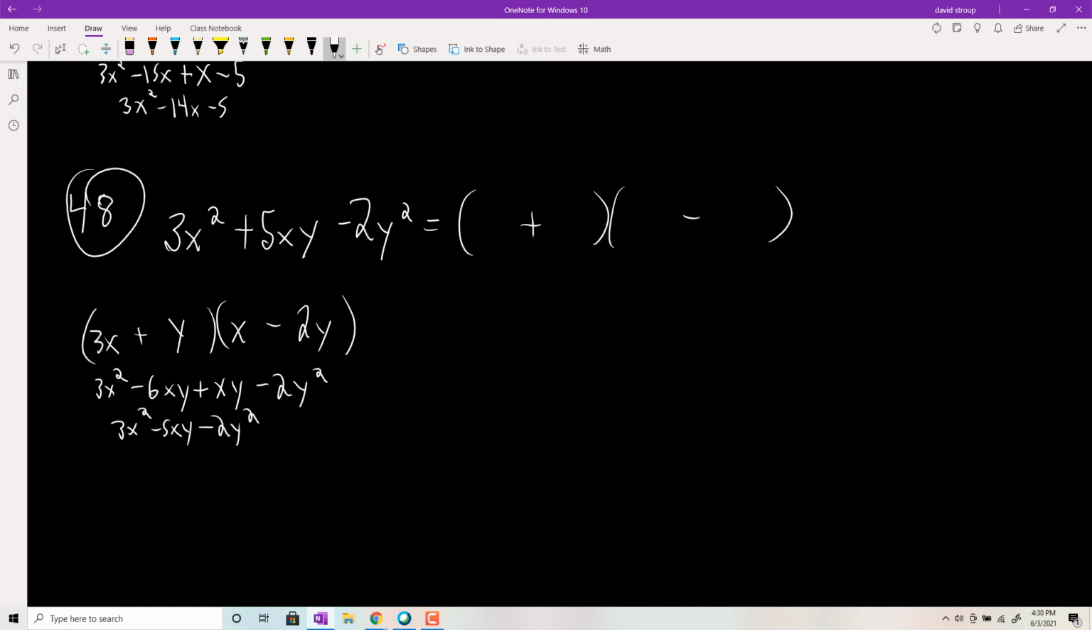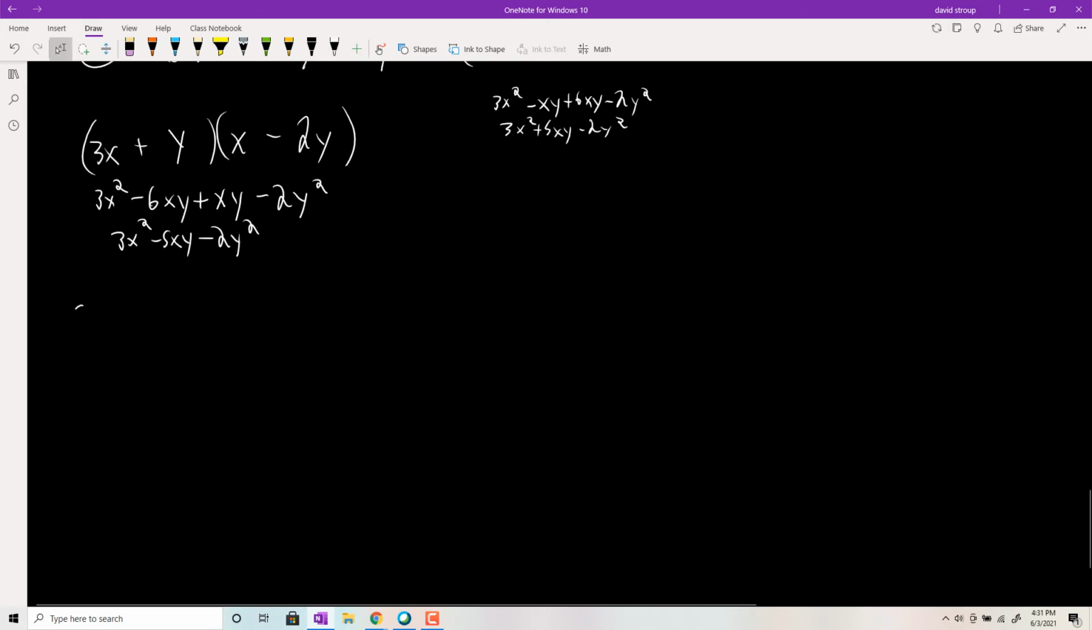I need a plus, so again, all you have to do is go 3x minus y, and then x plus 2y, and then make sure it works. 3x squared minus xy plus 6xy minus 2y squared. And yeah, sure, that works. Okay, 48 done.